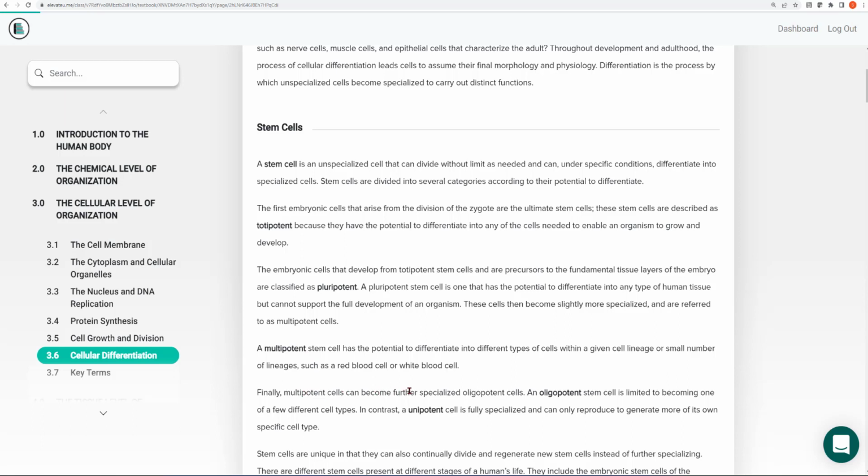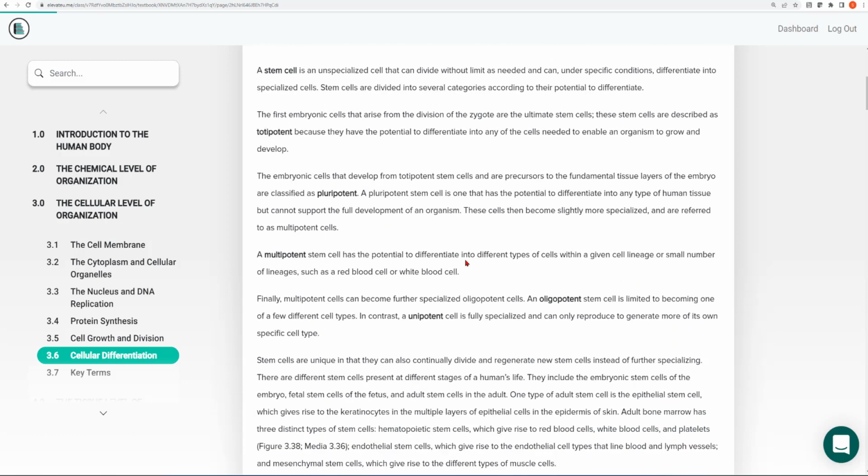Multipotent cells then further specialize to become oligopotent. Oligo means just a few, or a limited number of cells. And then finally, most cells go on to become what we call unipotent. That means they only have the potential to become one kind of cell.